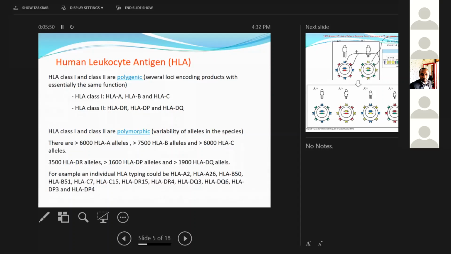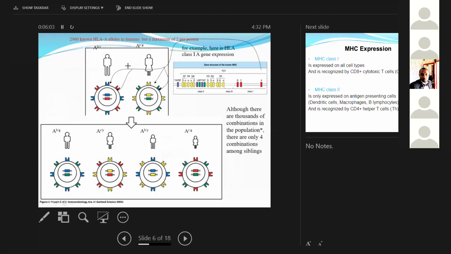And so as you can see here, when you type an individual, you will have both alleles of that individual for A, B, C, DR, DP, and DQ. Next slide, please. Okay, so here is an example, just for you to understand it.